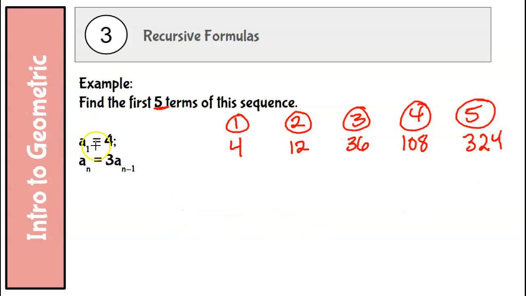It's not hard. It's just a matter of understanding what this is saying. This is the first term, and this means the previous term.